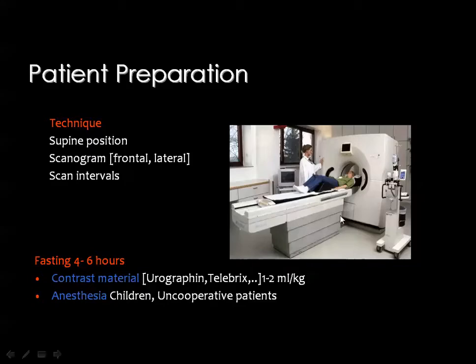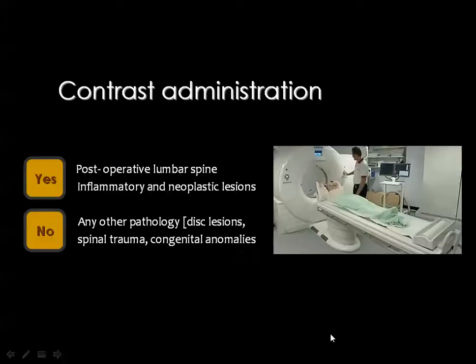In order to have the CT scan of the spine, we put the patient in the supine position on the CT machine, and we have the scanogram in the lateral view, and we prepare to decide if the patient is going to be injected with contrast medium or not.